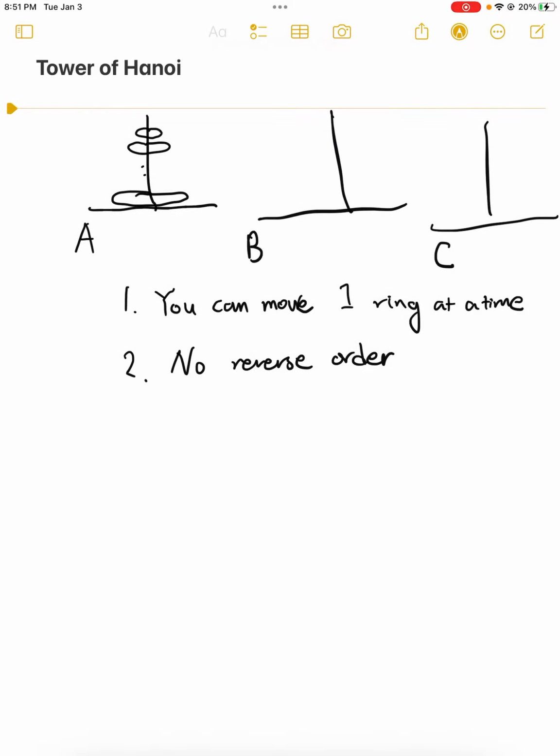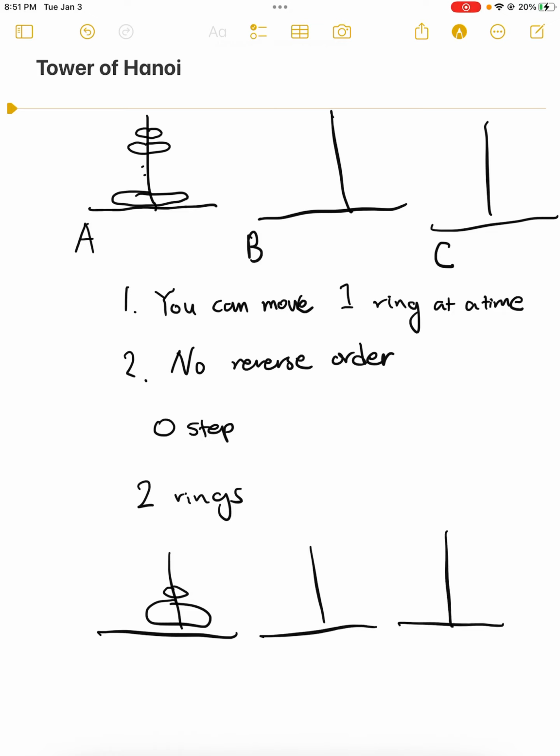So to move the tower, let's think about it. If you don't have any ring, then you don't have to move anything, so there are 0 steps to take. And if you have 1 ring, then there's 1 step to take, because you just have to move that 1 ring from some peg to another peg. And if you have two rings, now it's a bit complicated. Not too complicated.